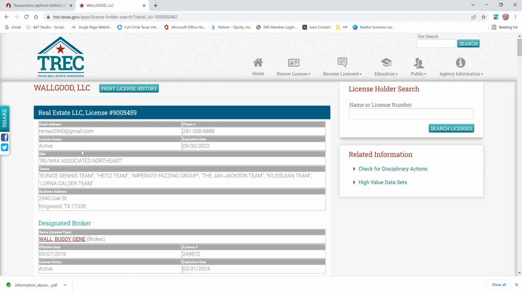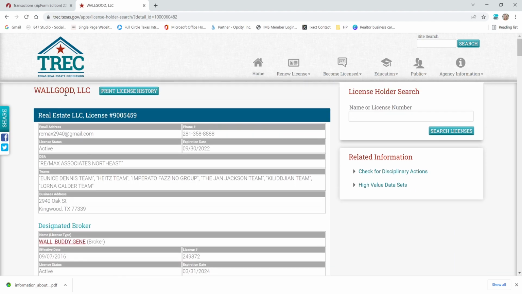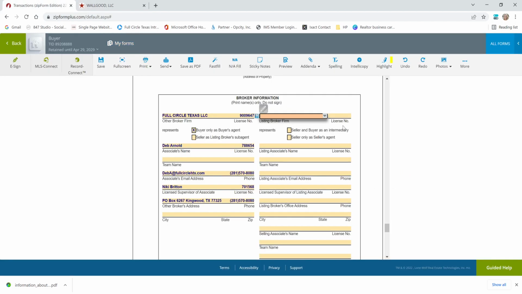If the broker's name is coming up as Walgood LLC, you can click on that and you actually know that they're doing business as Remax Associates Northeast. So it's really important that you put that there. So we're going to go back to zip forms. Now that we know it's Remax Associates Northeast, we're going to type that. We know that the brokerage number is 900-5459. We know the listing associate's name.